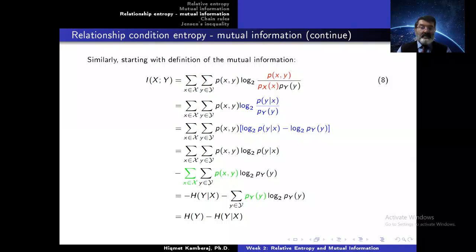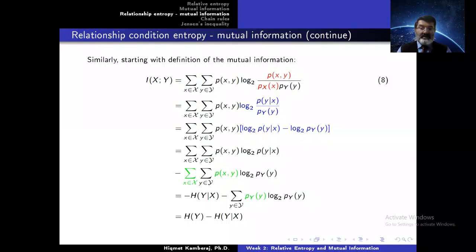Now I write this one as two terms. The first is a double sum over x from the set chi and y from the set epsilon of p of x and y log with base 2 of p of y given x, minus the sum over all x's from chi, sum over all y's from epsilon, of p of x and y log with base 2 of p of y.